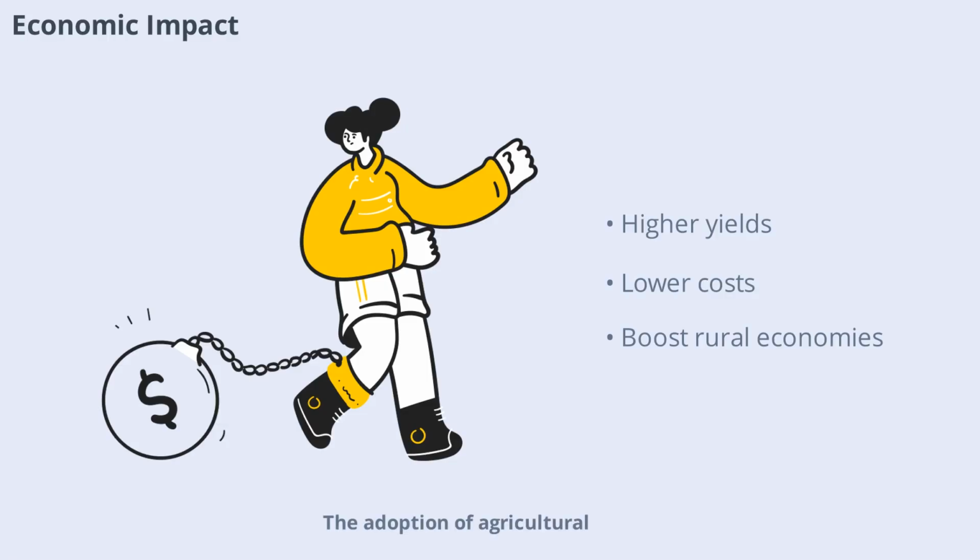Adoption of agricultural biotechnology has significant economic implications. Farmers can achieve higher yields and lower production costs, increasing their profitability. Biotech crops often require fewer inputs such as water and pesticides, which translates to savings. On a larger scale, biotechnology supports rural development and global food security by making agriculture more productive and resilient.